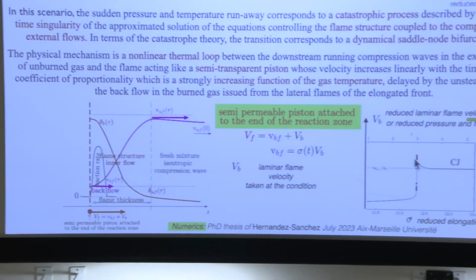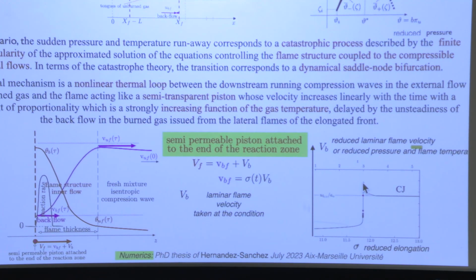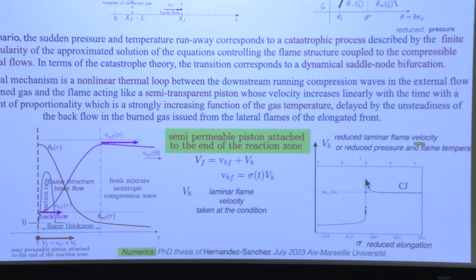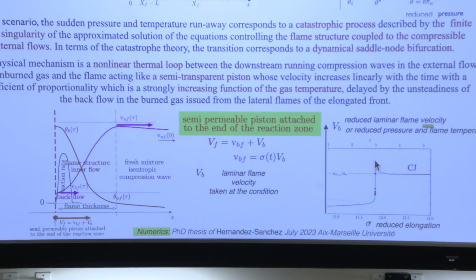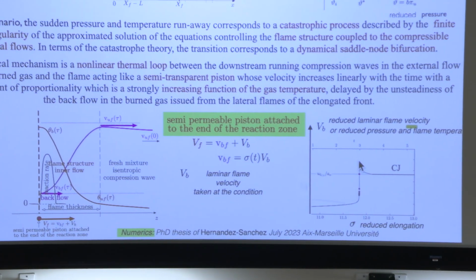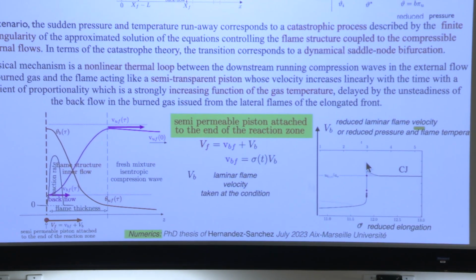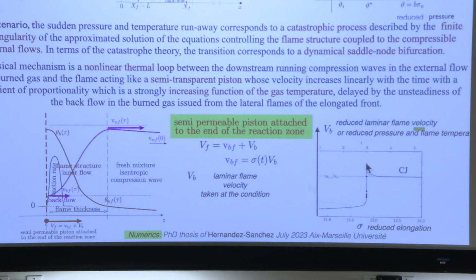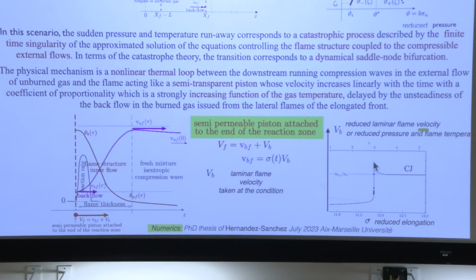So to make a long story short, clearly there is a maximum of pressure that the numerics show before relaxing to the Chapman-Jouguet. This maximum, I cannot trust it. Okay, it's difficult. So we need new methods. I don't know, very difficult. And this is not the first time that this has been found by numericians. This overshoot above the Chapman-Jouguet detonation.